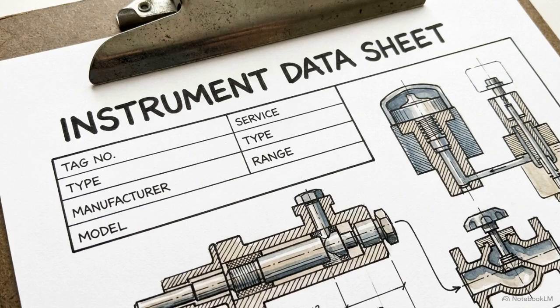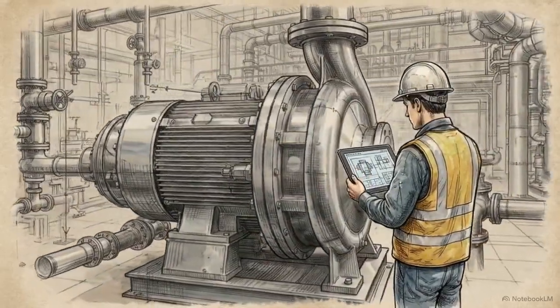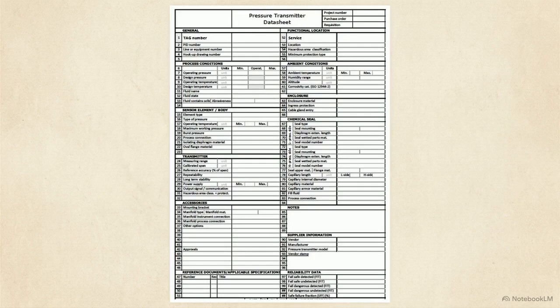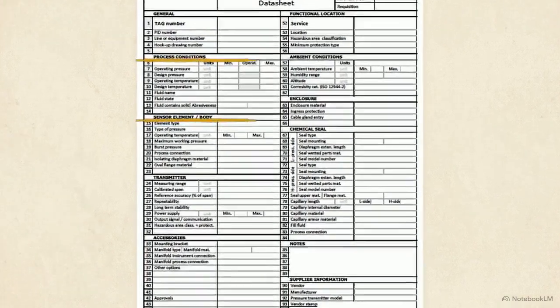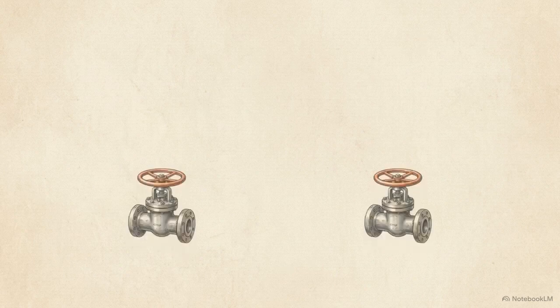To make a purchase, we use instrument data sheets. These highly specific forms serve as the master technical profile for every individual piece of hardware in the plant. Let's examine this data sheet. Notice the detailed grade of requirements. Sections like process conditions and sensor element lock in exact global standards for the operating pressures and the specific metal alloys required. Standardizing these details leaves zero room for guesswork.